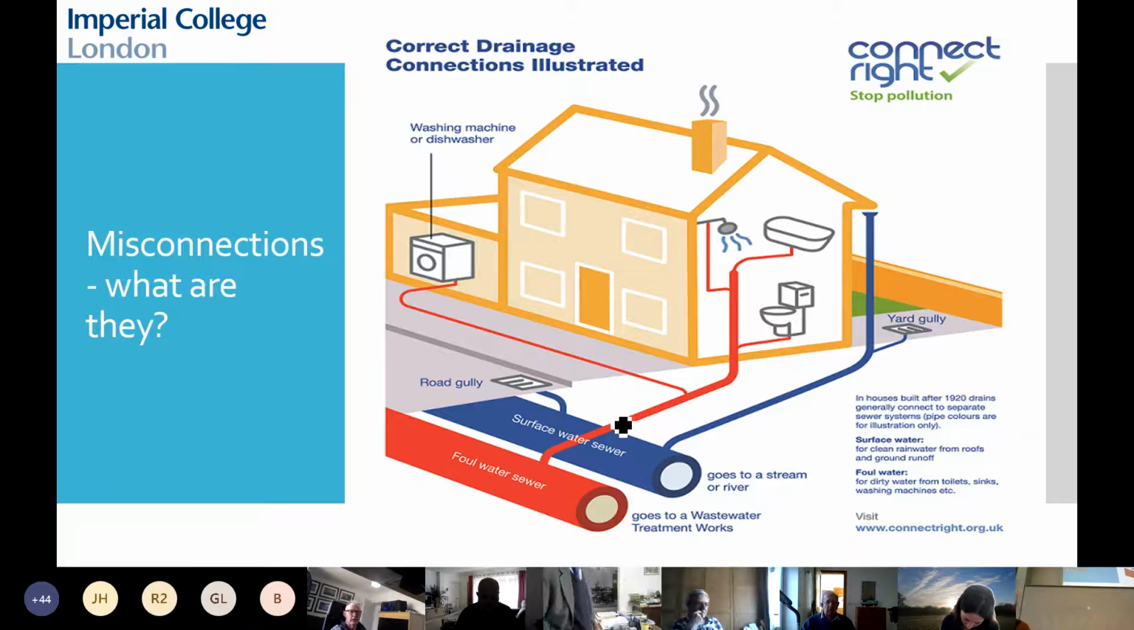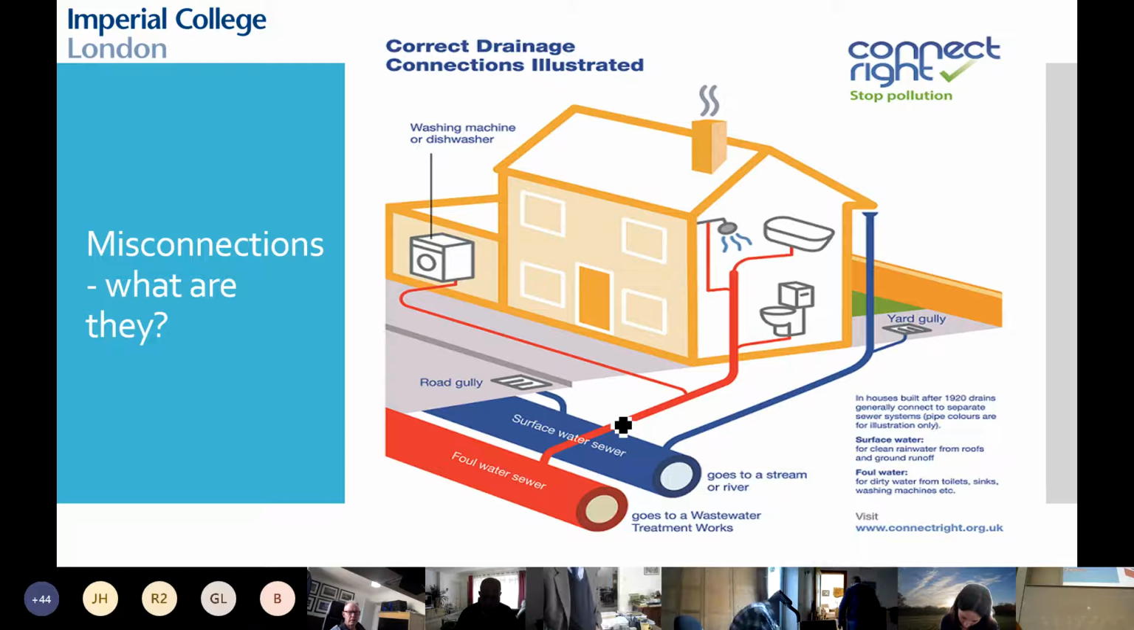This is what it ought to look like. Okay, your toilet, your kitchen sink, your showers, they ought all to be routed to a foul water sewer. That's the red one in the picture. And they go to the sewage treatment works. Dealt with, lovely.